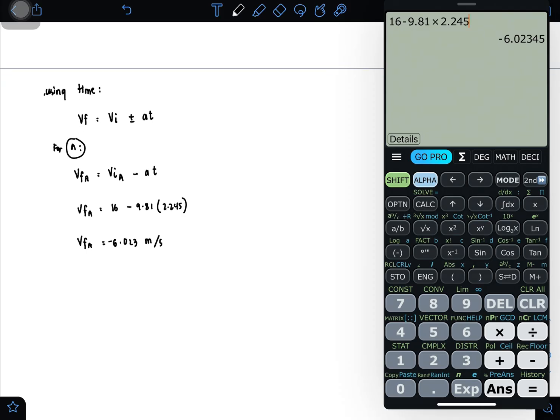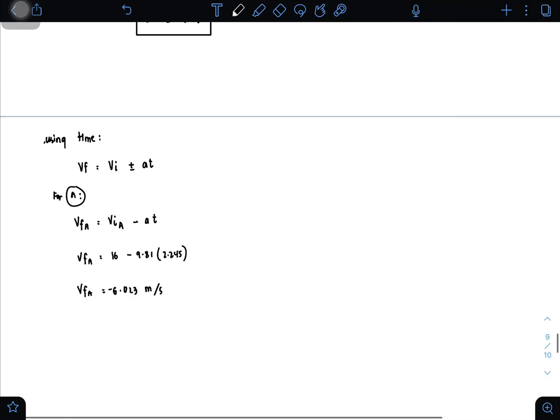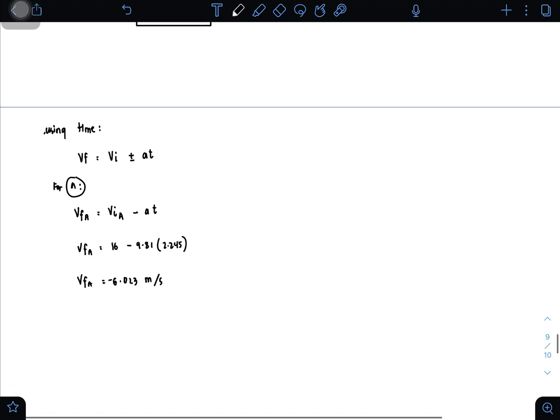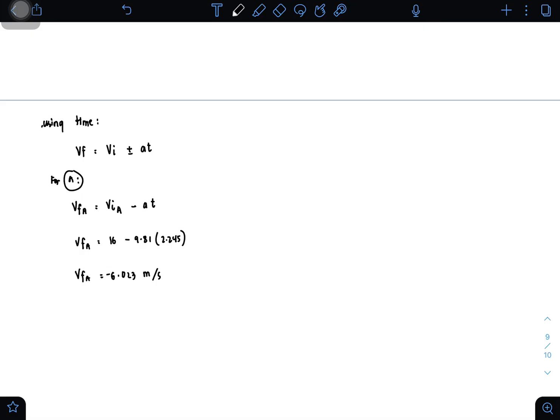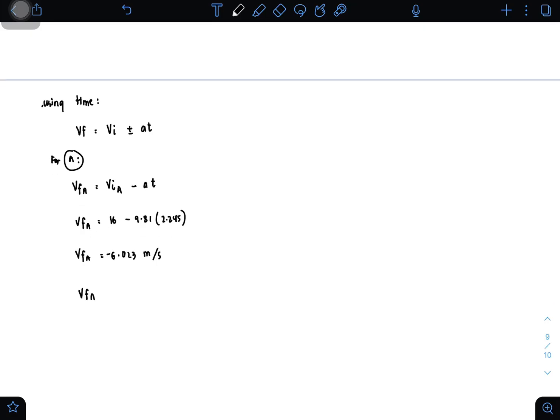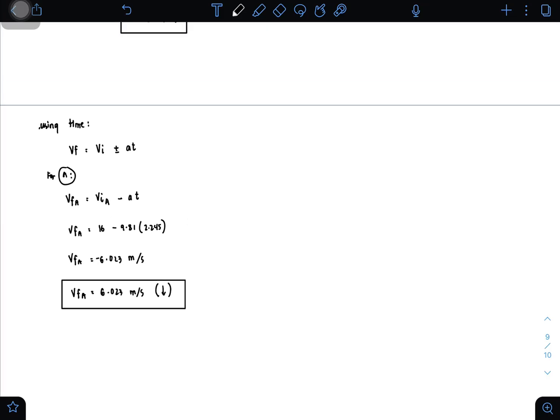So it's negative because it was influenced by the impact of B. Since the ball is moving up, then it made a negative value, then therefore the velocity is 6.023 meter per second, and it is somehow influenced by B, and it's being moved down, no? During impact, its velocity changes because of its impulse and momentum. So you will understand why it is so.